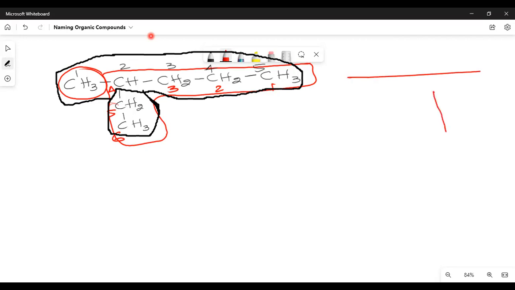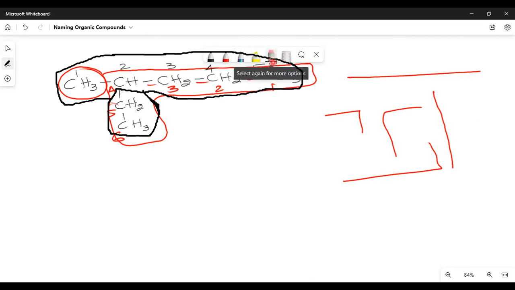It doesn't have to be vertical. The parent chain can be something like this, or something like this, or something like this. It can be in any direction, but it has to be connected with single bonds. Like this one is connected by a single bond, this one is, so on and so forth, right? Make sense? Okay.